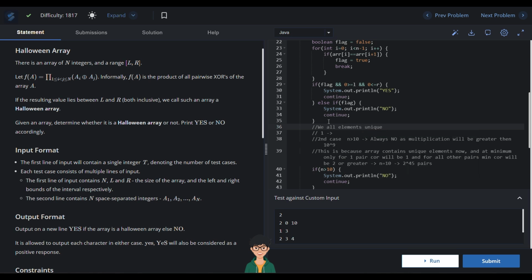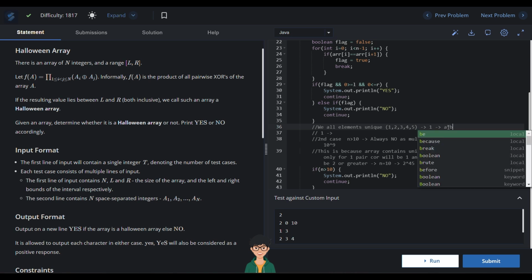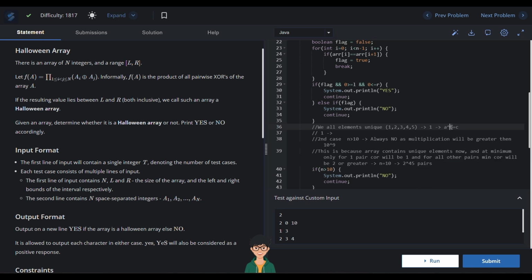Let's suppose the array is 1 2 3 4 5. Now if you do XOR of 1 comma 2, you get 1. Now it is not possible in any case that if you do 1 comma 3, you will also get 1, and if you do 1 comma 4, you will also get 1, because the property is: if you do A XOR B, then you will get C. So this B is always unique. There cannot be multiple B's. By this we can conclude that we will get the value one only one time.